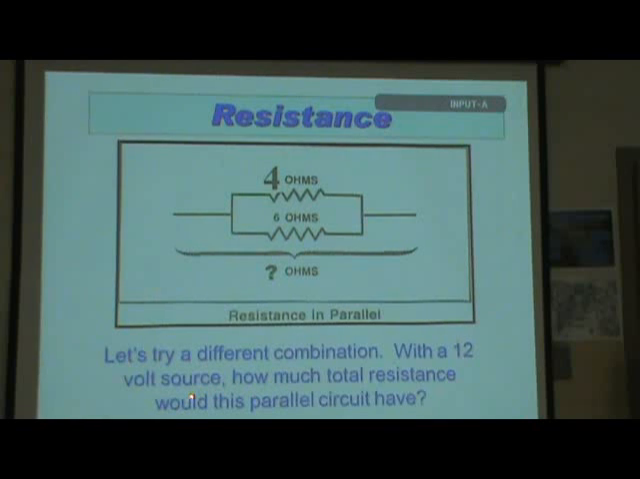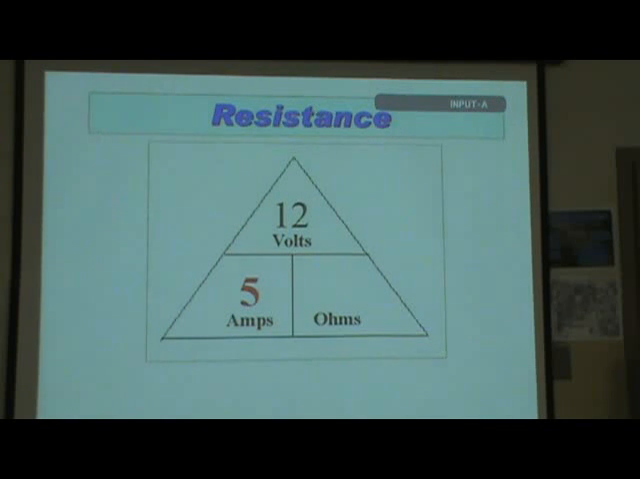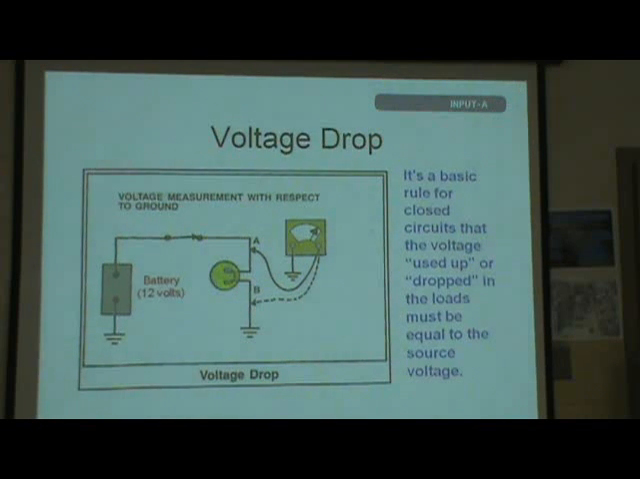Okay. With a 12 volt source, how much total resistance would this parallel circuit have? It gets more complicated when the numbers aren't easy, doesn't it? When they're not both the same. He says 2. Let's see where he comes from. 5 amps. 2.4. You were more far off. That's how you do that. So resistance in parallel is 2.4 ohms. How do you get 2.4?